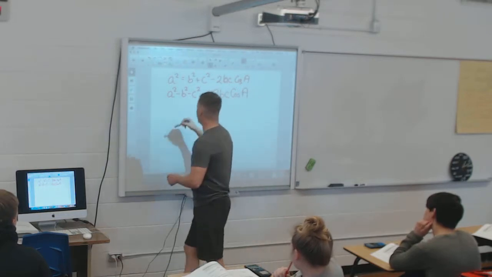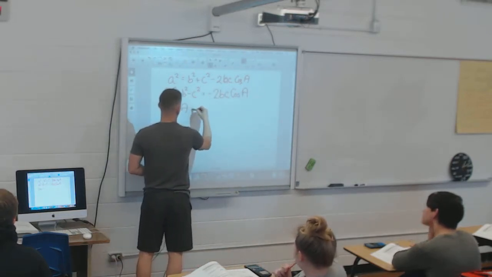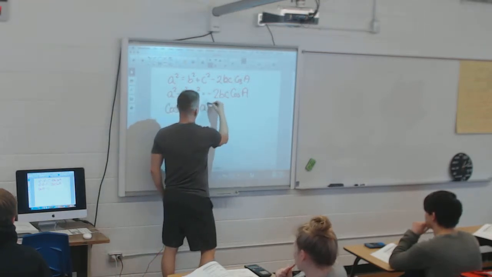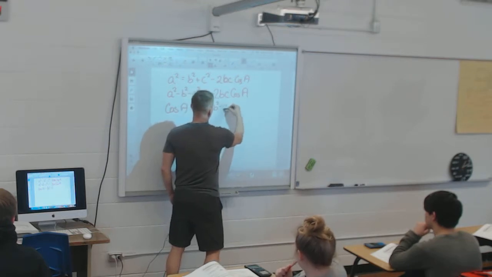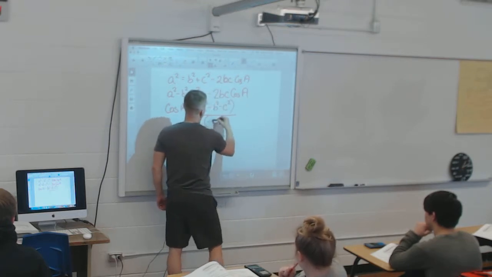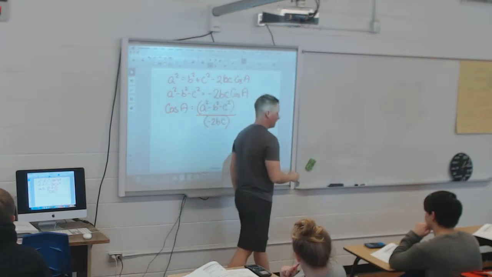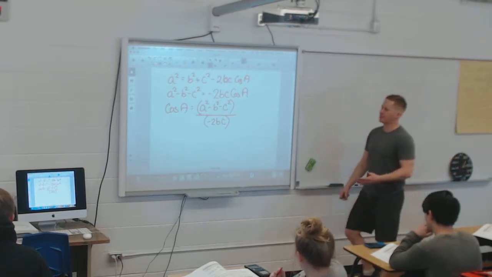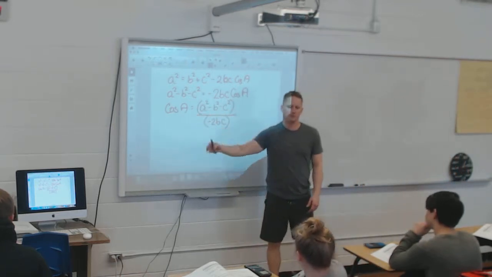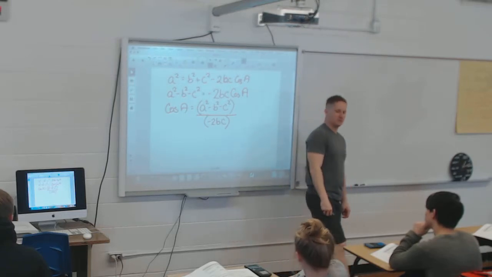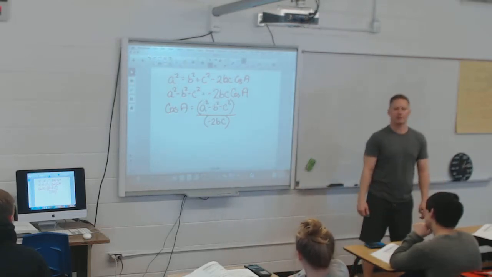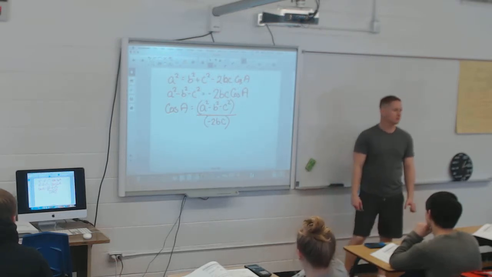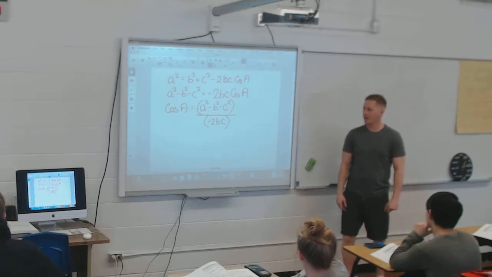So what do I do to get cos A by itself? That's right. Divide by whatever's in front of it. So I go a squared minus b squared minus c squared divided by minus 2bc. And then what do I have to remember? Because I'm looking for A, what do I have to do to finish this question off? Not multiply by cos. What do I have to remember to do when I find angles? That's right, second function cos, inverse cos, to get A by itself.